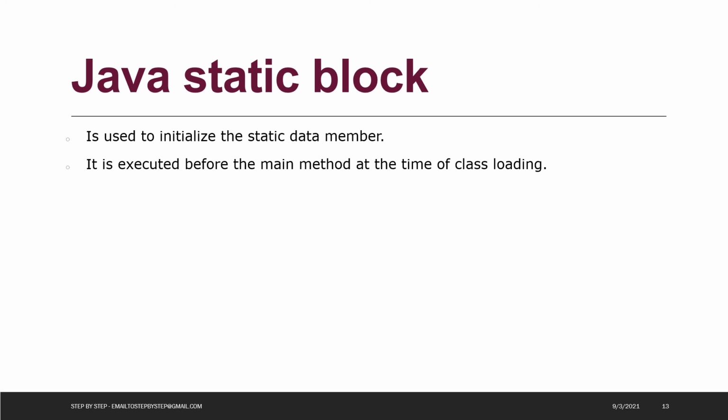So what is a Java static block? It is used to initialize the static data members. Normally, a Java static block is used to initialize static data members. That means the static block will be executed before the main method. That's why it is used to initialize static data members. Okay.